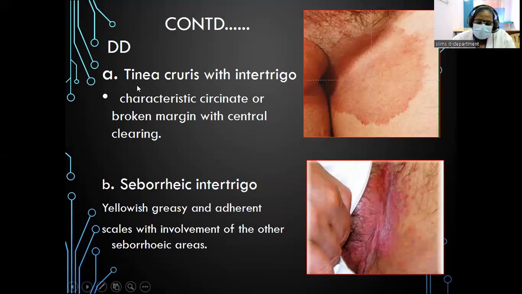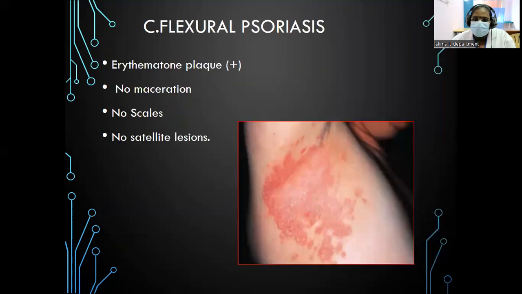Another differential diagnosis for flexural candidiasis is seborrheic intertrigo, characterized clinically by yellowish, greasy and adherent scales with simultaneous involvement of other sebum secreting areas. This is another one, flexural psoriasis. Psoriasis is a papulosquamous disorder, characterized clinically by erythematous plaque covered with silvery white scale. But in flexural psoriasis, we won't be able to appreciate much scaling, and there is no satellite lesion.